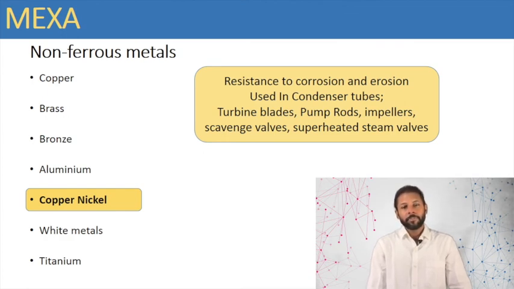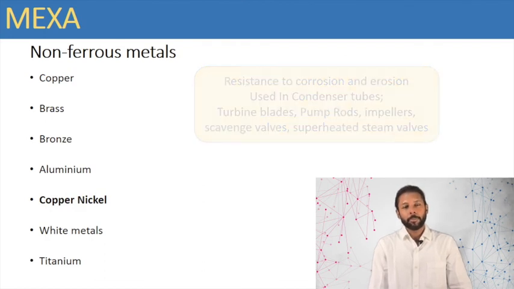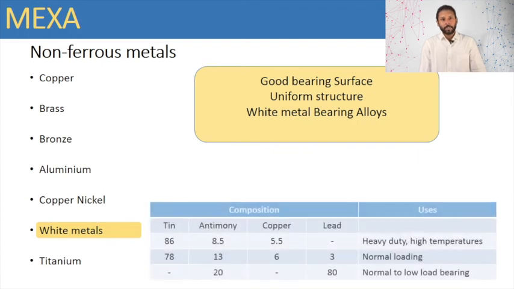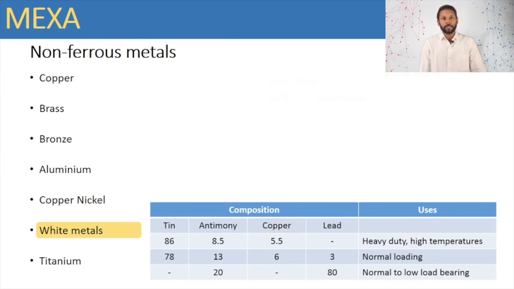With the addition of 2 to 4% aluminum, forming a material known as K-monel, it can be temper hardened, thus its strength can be increased still further without detracting from its other properties. White metals. White metal bearing alloys may be either tin or lead-based materials containing antimony and copper or antimony alone. Tin-based white metals are sometimes referred to as Babbitt metals because of their good bearing surface and uniform microstructure.